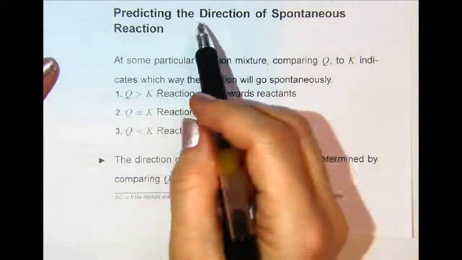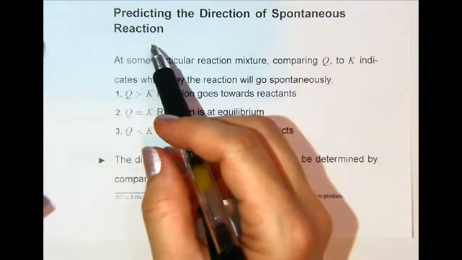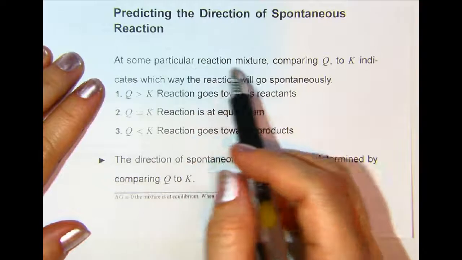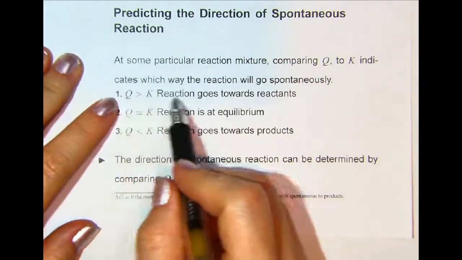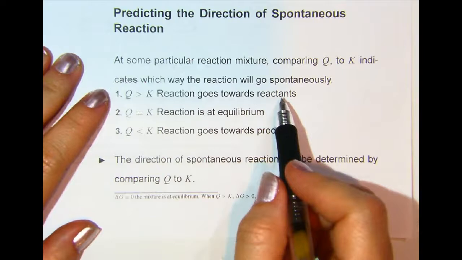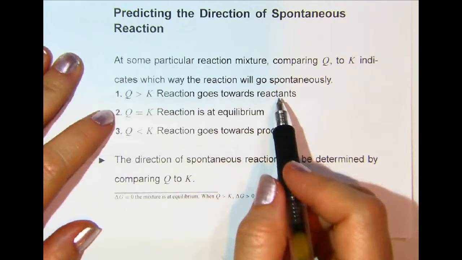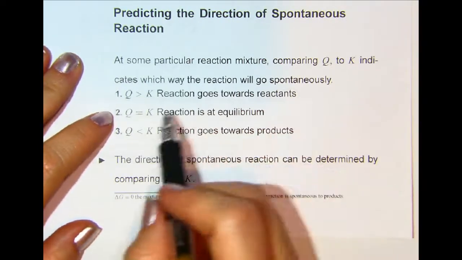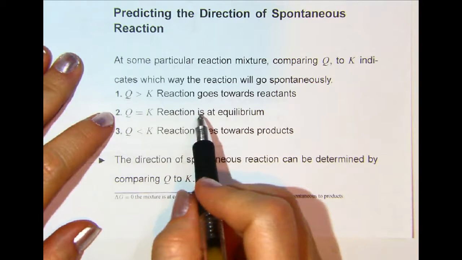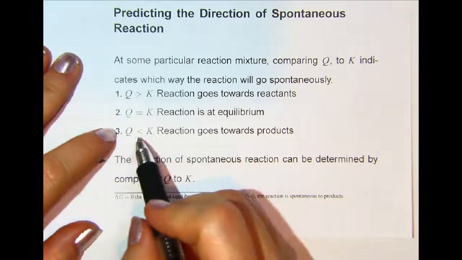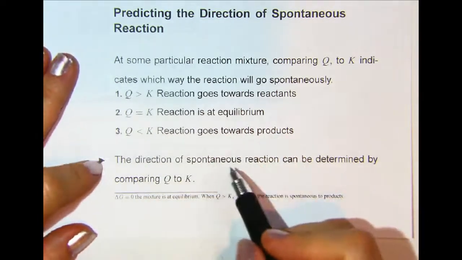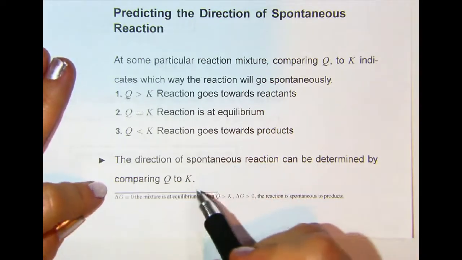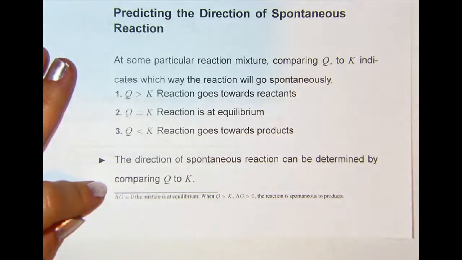Predicting the direction of spontaneous reaction based on a comparison of Q to K. If Q is greater than K, the reaction is going to move towards the reactants, so it will spontaneously move in reverse. If Q is equal to K, then the reaction is at equilibrium, and if Q is less than K, the reaction will go towards products. The direction of spontaneous reaction can be determined by comparing Q to K.